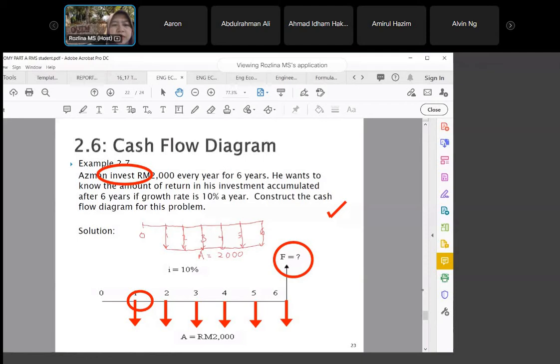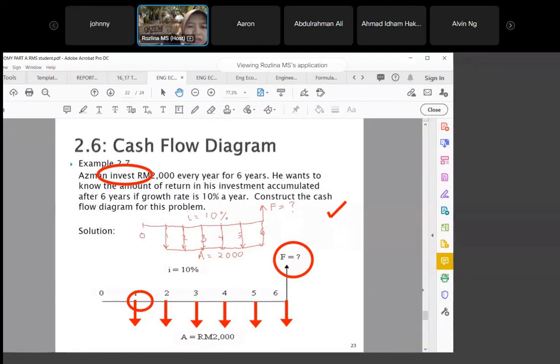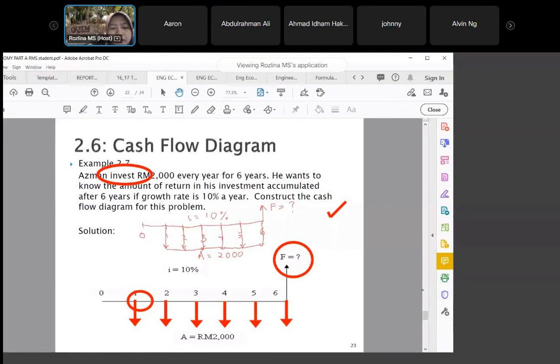He wants to know the amount of return in his investment after 6 years. So what is the return of investment? So what is F? Which is the I? Don't forget this I. I is 10%. The P does not need to be labelled, put zero there. The present value does not need to be labelled.